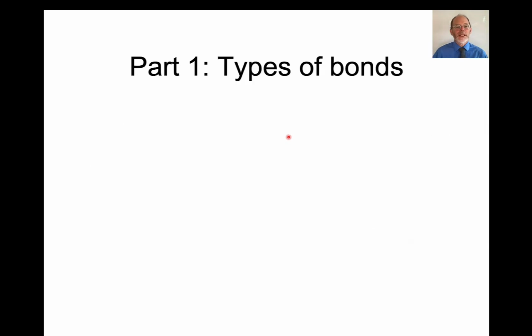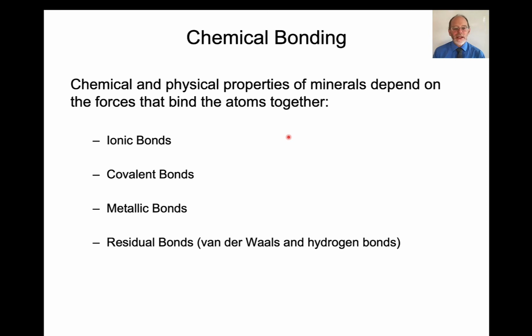So types of bonds. There are four types of bonds that we consider in Earth materials: ionic bonds, covalent bonds, metallic bonds, and residual bonds. There are two of these, van der Waals and hydrogen. Some people don't refer to these as bonds for reasons that are, I think, more historical in character, but I'm going to refer to them as bonds.